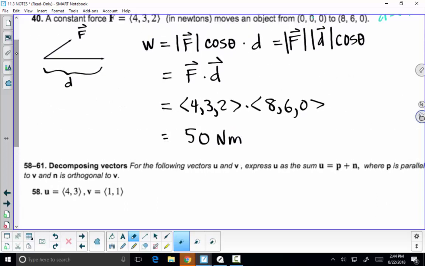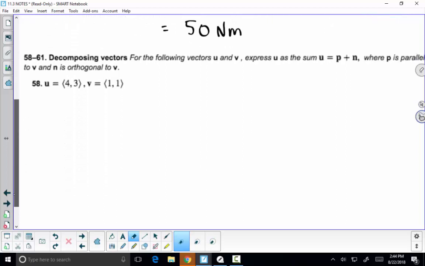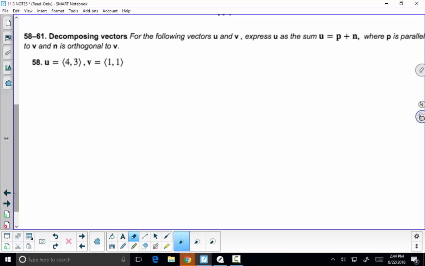Right? Still force times distance. It's just that instead of the simplest case where it's force with no vector and distance with no vector, now it's force times distance with vectors on top. But it's still the same simple formula, force times distance. All right, so here we go, another decomposition for the following vectors u and v.